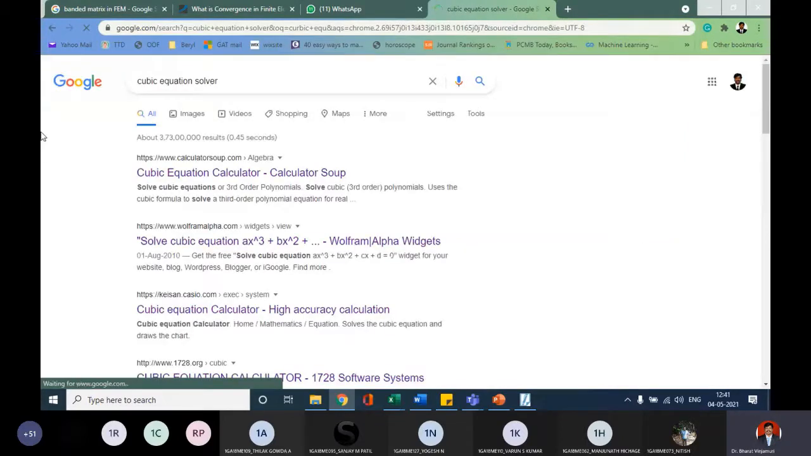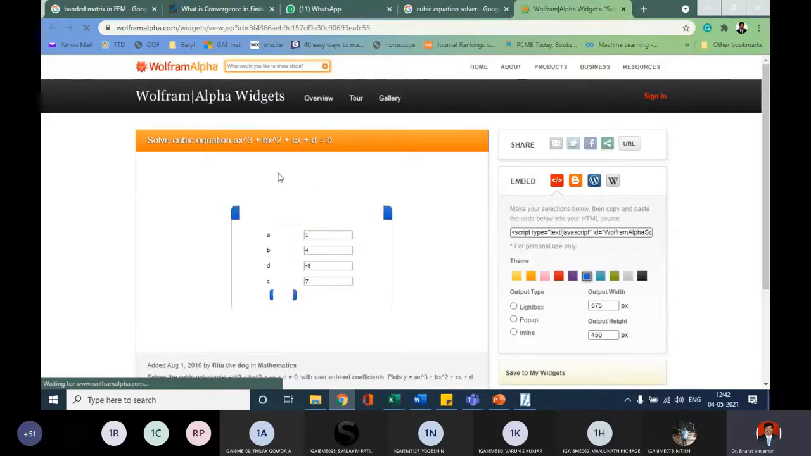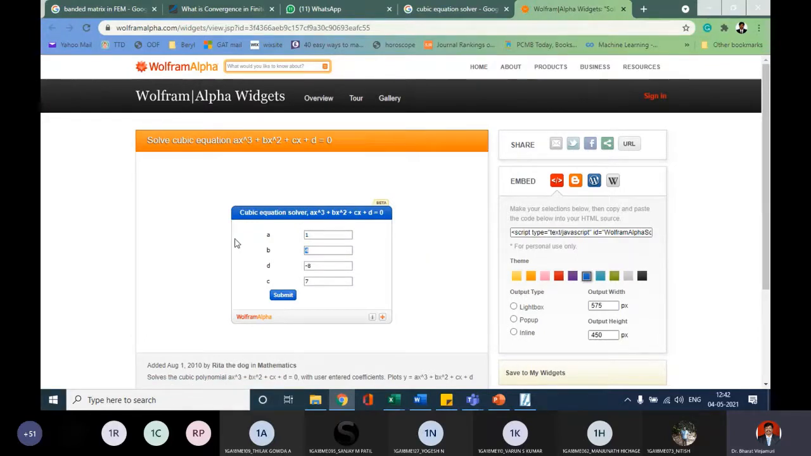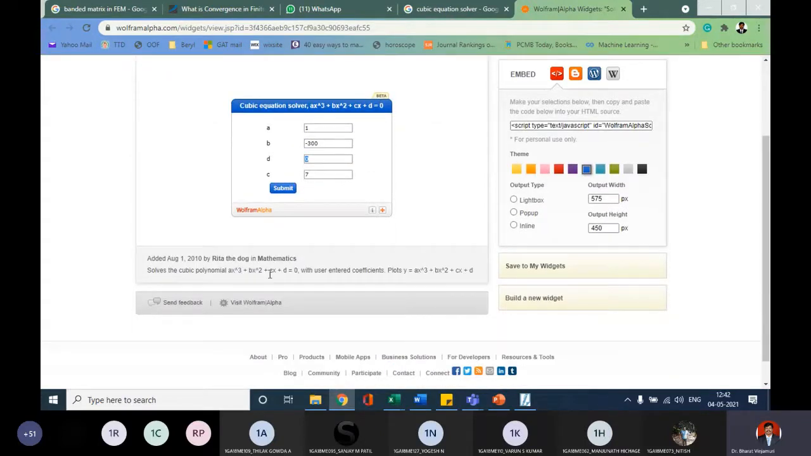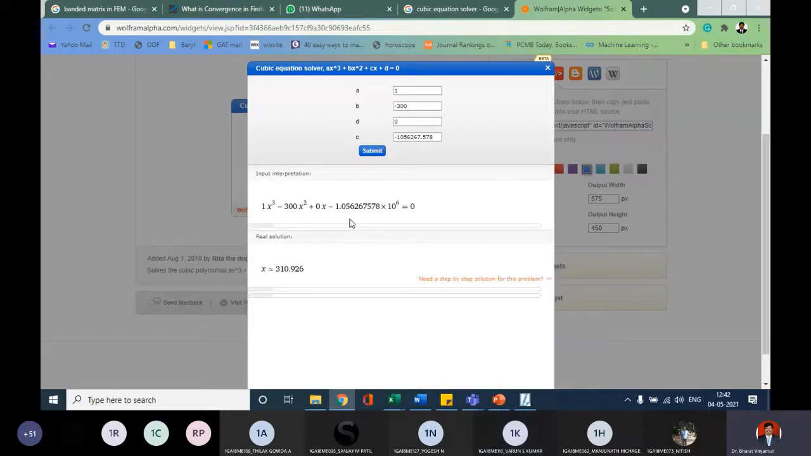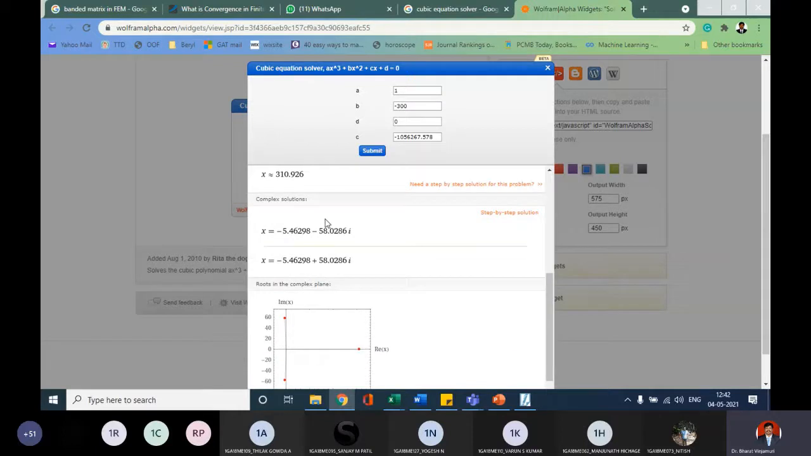So we're online. I can do this. I hope you are seeing this. I have the equation here. I think I can solve this equation online itself. What is the value of A? A is 1. B is minus 300. C is 0 and D is minus 1056267. 310.92. How much? 310.92, and the second one is complex numbers. Very good. What you said is true. See, 310.92 and the next one is a complex number. Beautiful answer.